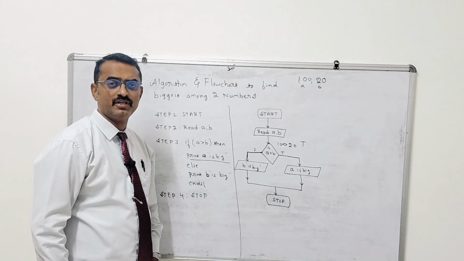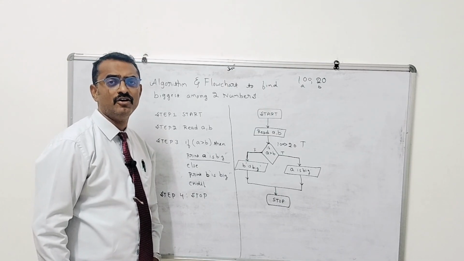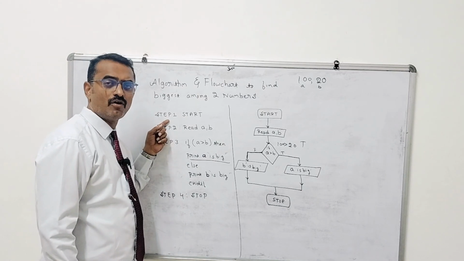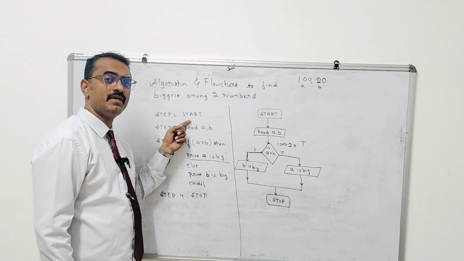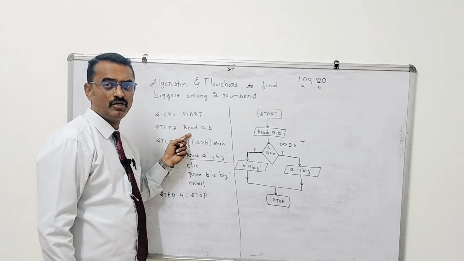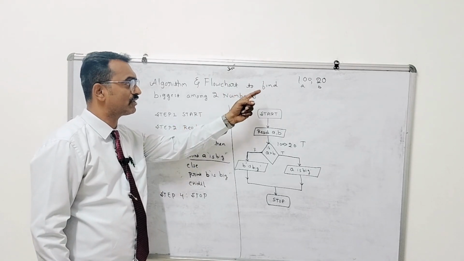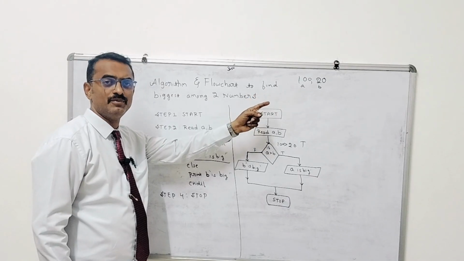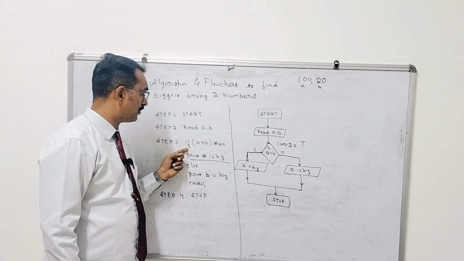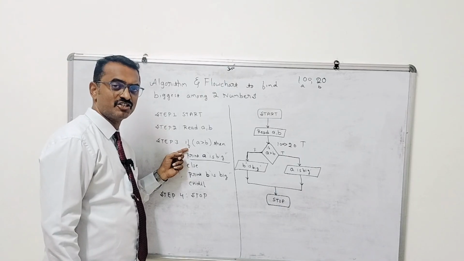So out of 120, 100 is the biggest, that we need to find out with the help of algorithm and flowchart. So whenever I start writing my algorithm, as we have already discussed, the first step will be start and the second step will be read A comma B. So whatever the user will enter 100, that will be stored in A and the 20 will be stored in B.